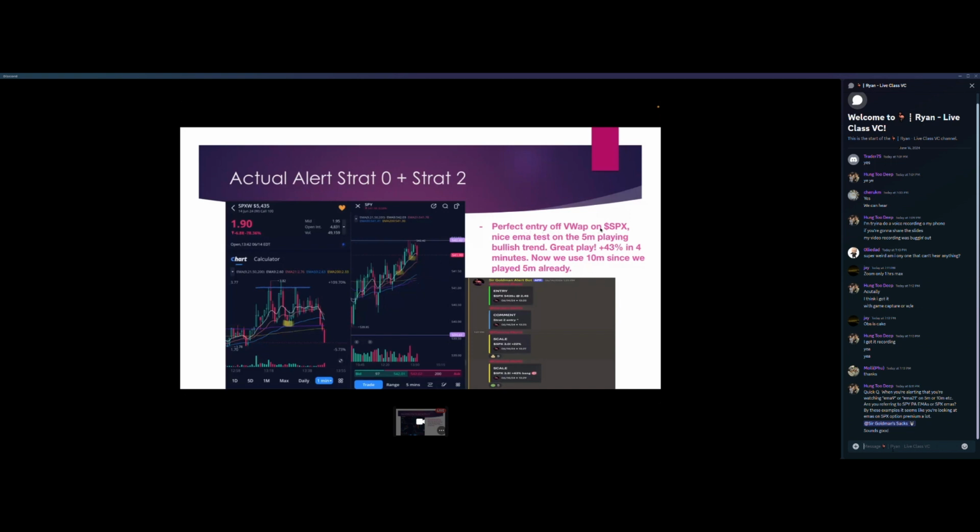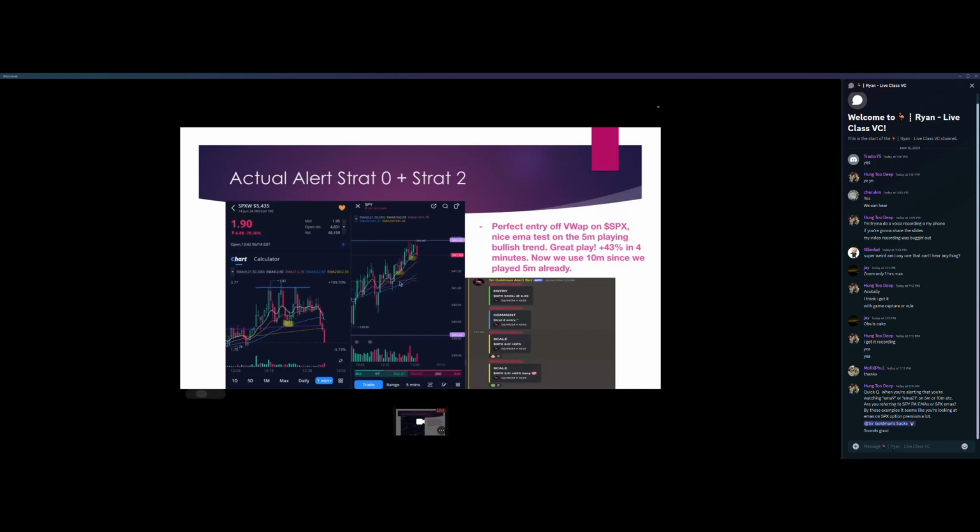So perfect entry off VWAP on XPX, which was right here. My alert was 2.45. So I'm going to assume that the low is 2.4 or 2.45. I'm not too sure exactly what it is at this area. And we had the nice EMA test on the 5-minute. This was the second retest. I played right here. This highlight, you see right here, that's this.